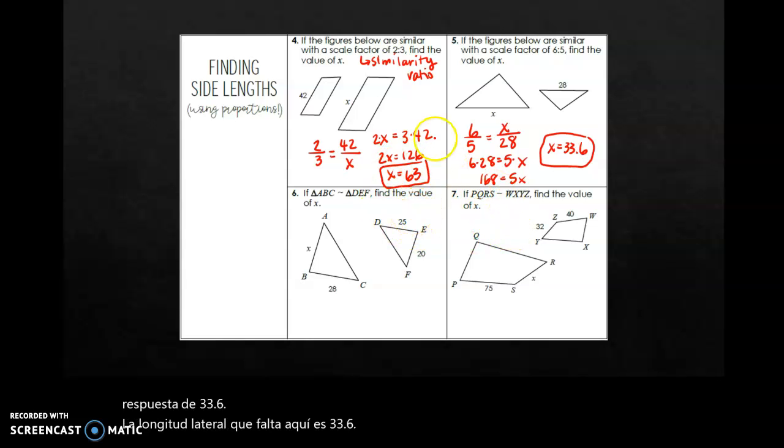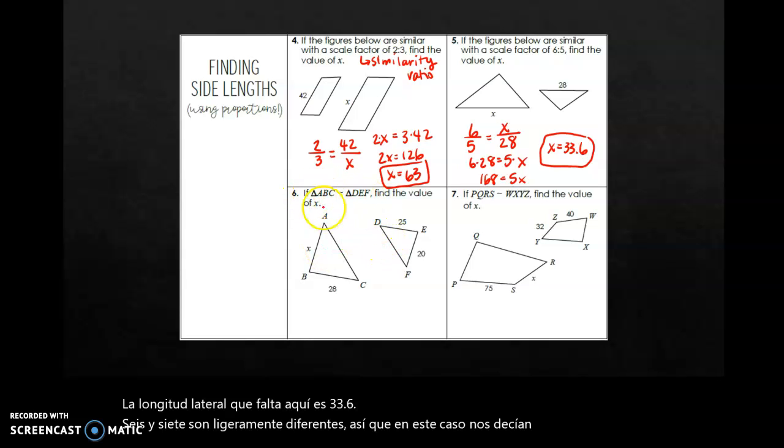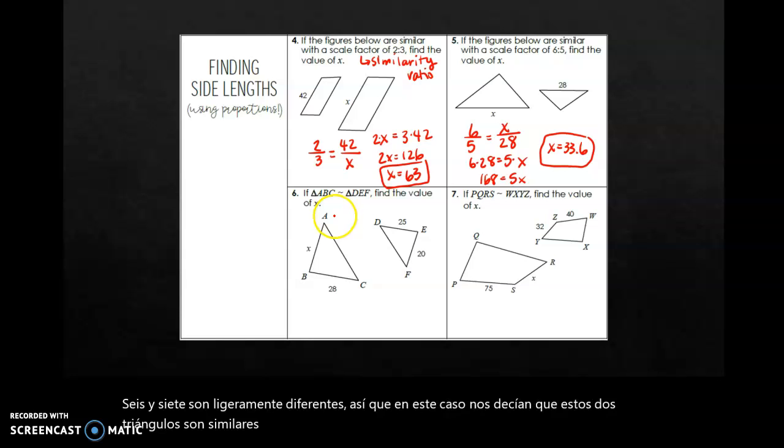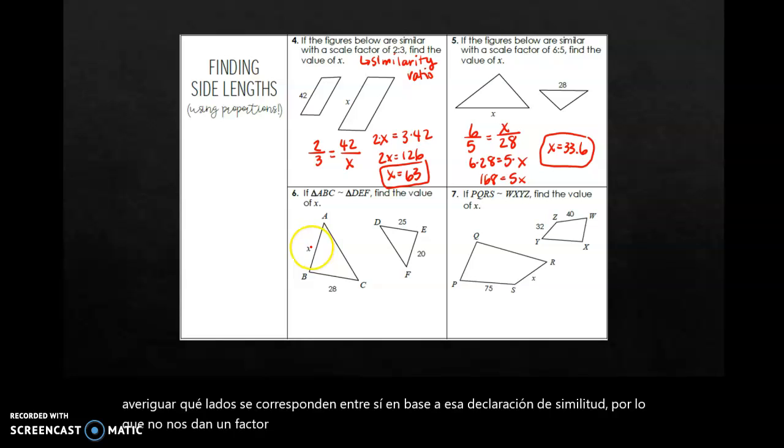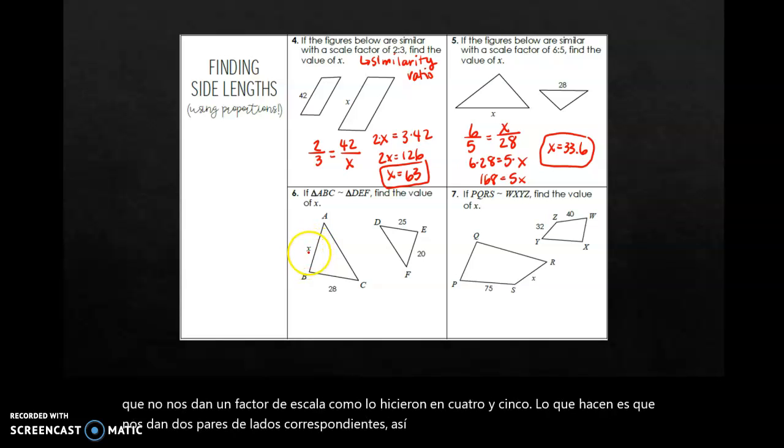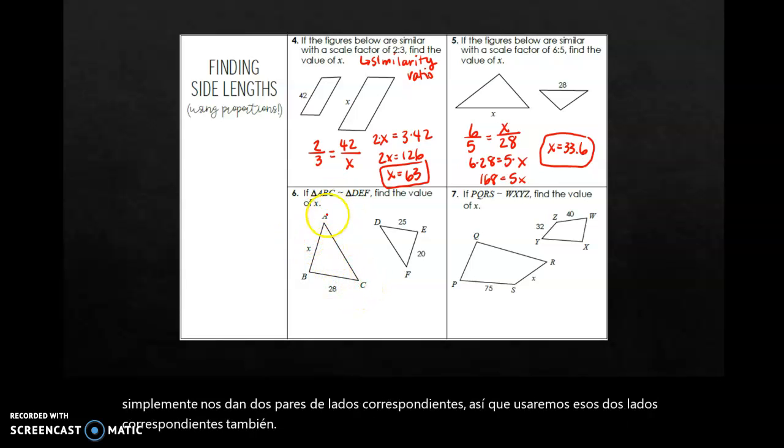6 and 7 are slightly different. So in this case, they're telling us that these two triangles are similar, but giving us a similarity statement so that we can figure out which sides correspond to each other based on that similarity statement. So they don't give us a scale factor like they did in 4 and 5. What they do is they just give us 2 pairs of corresponding sides. So we'll use those 2 corresponding sides to create our proportion.